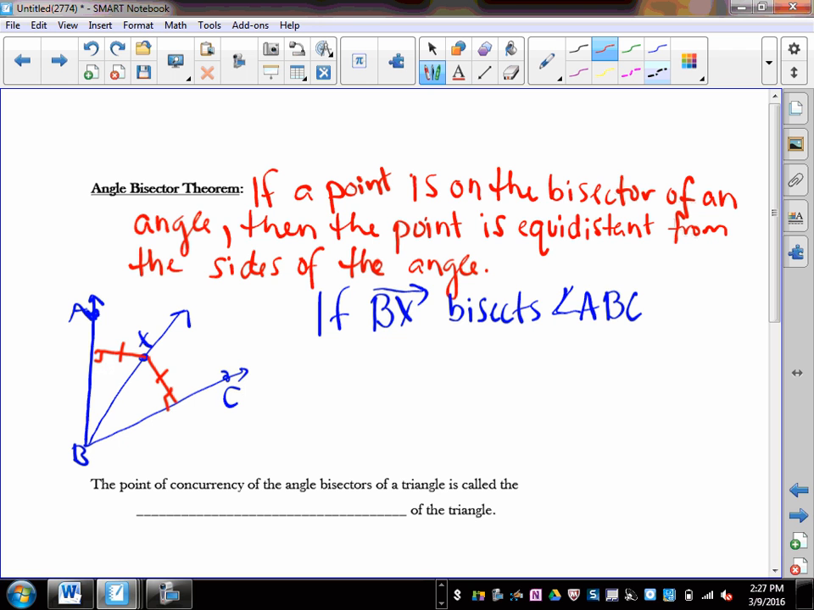Alright, so I'm going to go ahead and label this intersection point Y. Alright, so again, if we have that angle bisector, then we can state that segment XY is congruent to XC, or the measure of XY is equal to the measure of XC.